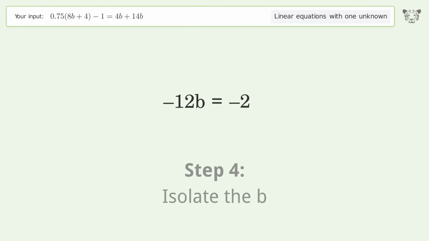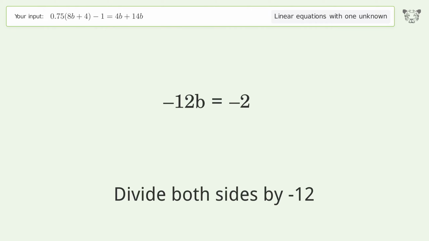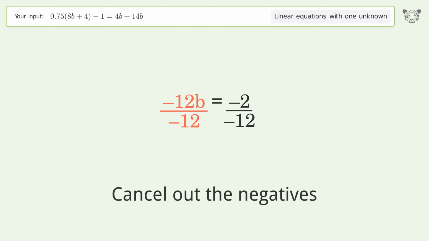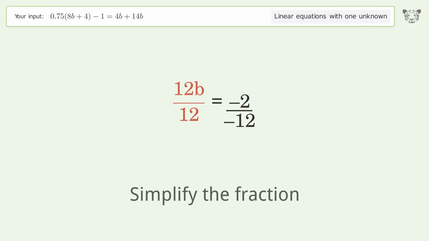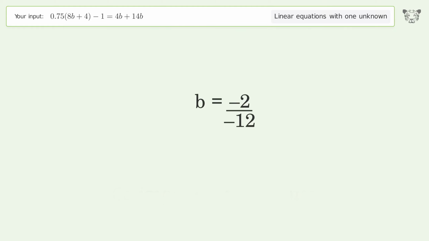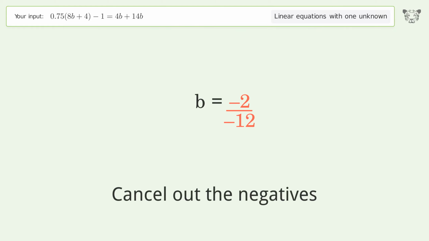Isolate the b. Divide both sides by -12. Cancel out the negatives. Simplify the fraction. Cancel out the negatives.